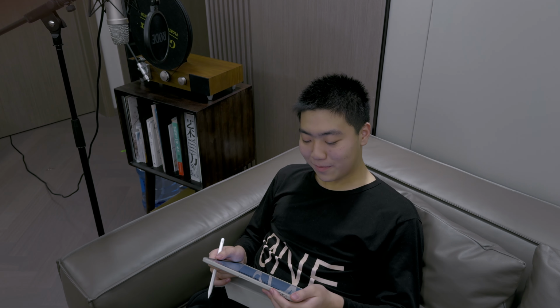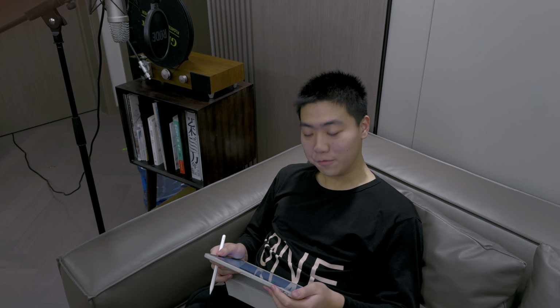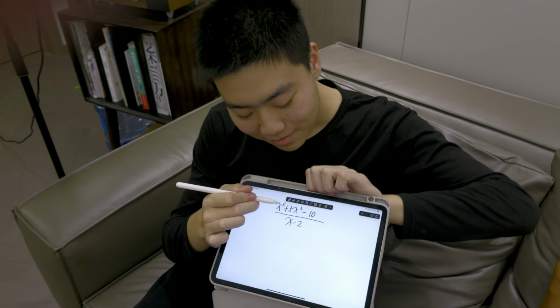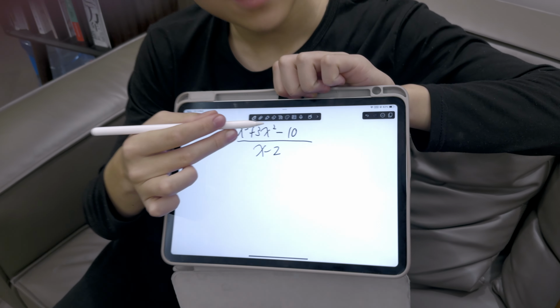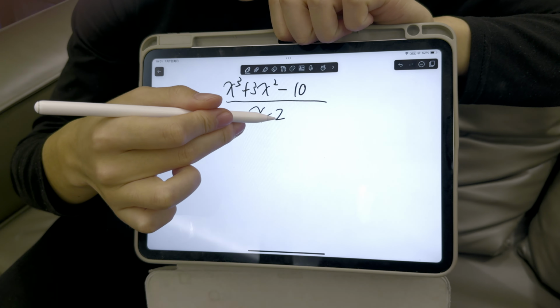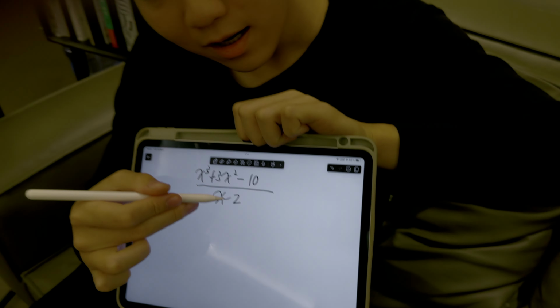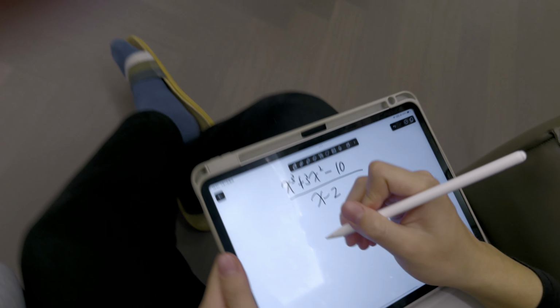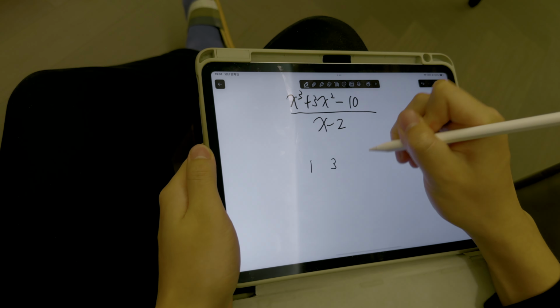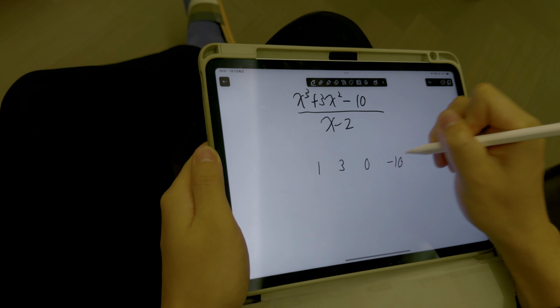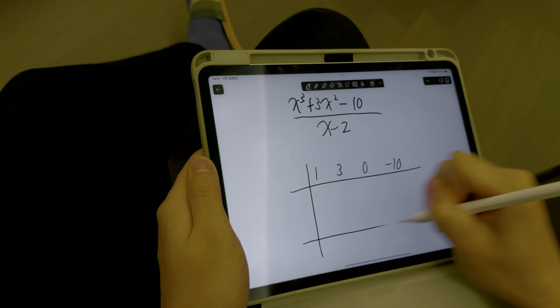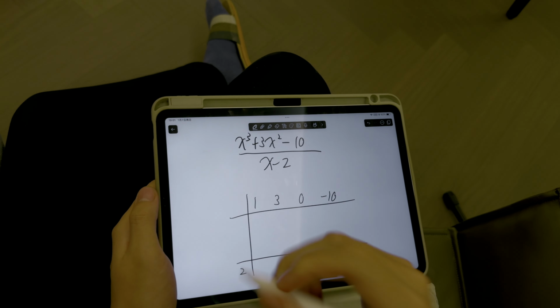Now I'll do a demonstration of how to use Ruffini's rule. For example, we have a cubic equation here, x cubed plus 3x squared minus 10, and we need to test if x equal to 2 is a root of this cubic equation. Ruffini's method is basically long division, and I'll show you how to do it. Firstly, let's write down all the coefficients: 1, 3, 0, and minus 10. And now we'll test if 2 is a root. So we put 2 here.